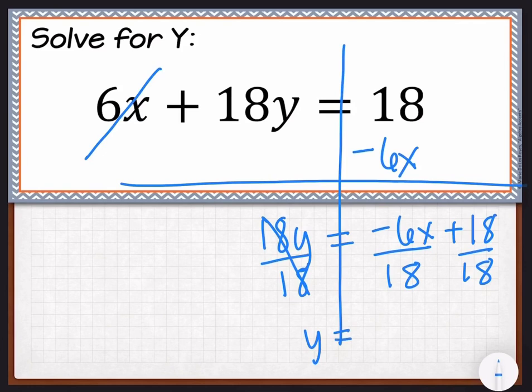Y equals, and now I'm going to simplify. Use my calculator, negative 6 divided by 18, and I want to make sure that I get a fraction, so I need to convert it to a fraction. And the fraction conversion gives me 1/3 with my x, and 18 divided by 18 is plus 1.